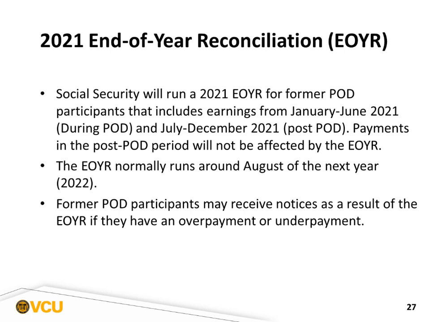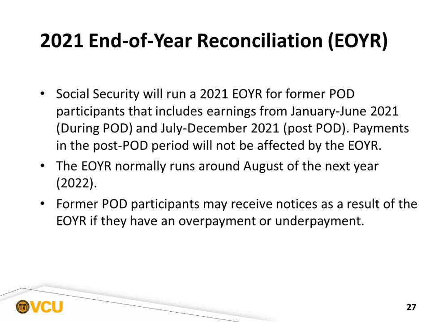During the 2021 EOYR, Social Security will look at all of the verified earnings they received from the participants during the year, and they look at the IRS certified earnings totals. They then reconcile any differences to determine if the person was paid correctly. The EOYR normally occurs around August of the year after. So, for example, the 2021 EOYR will run in August of 2022.